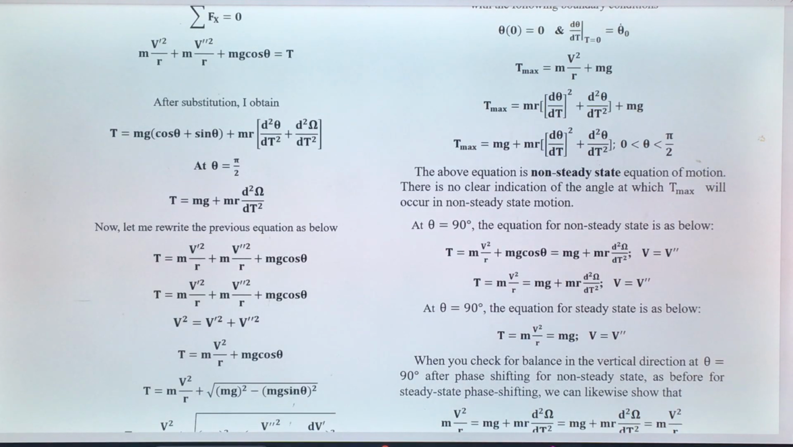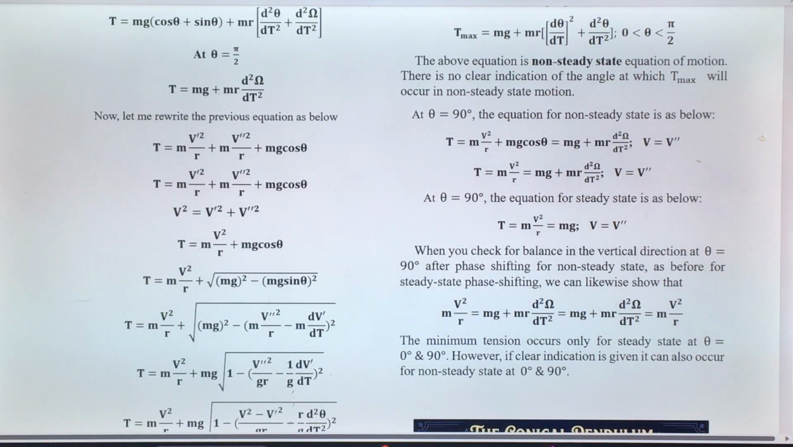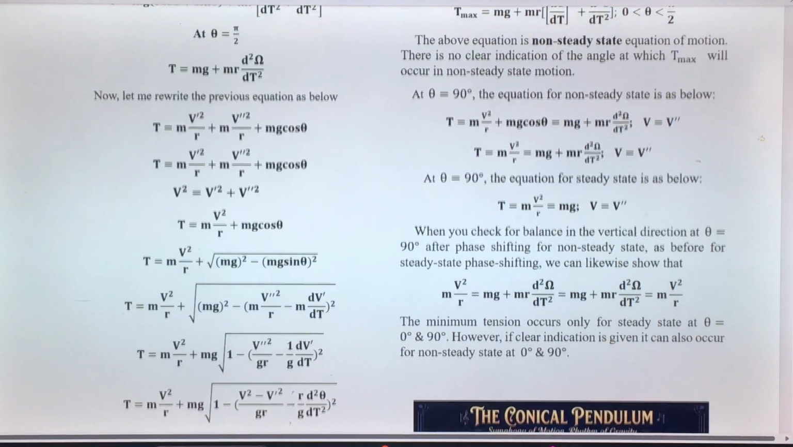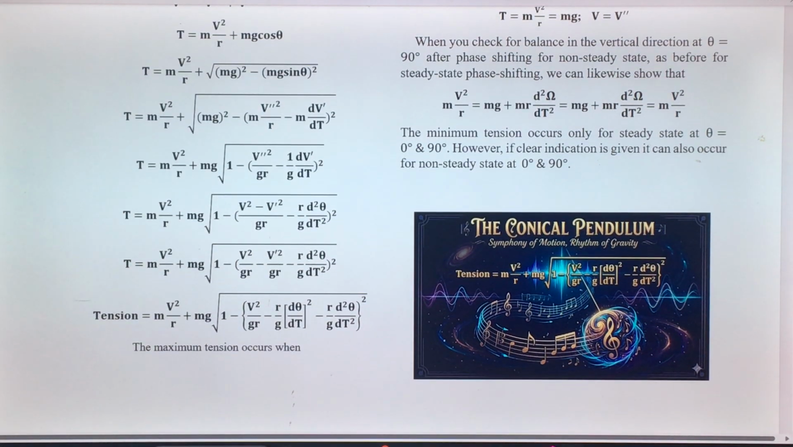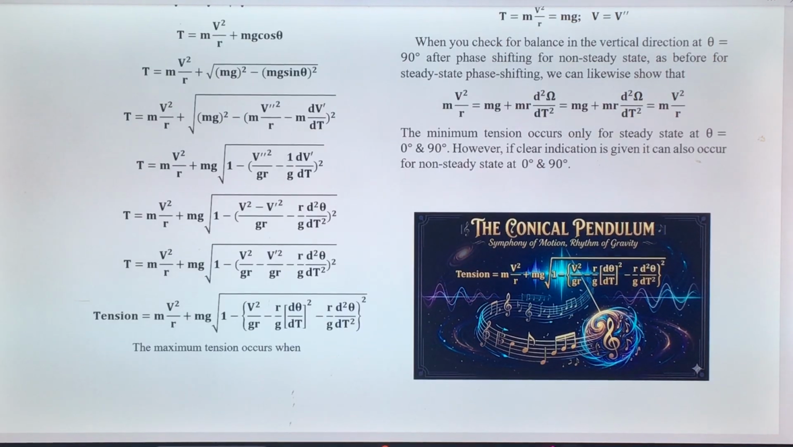Now let me rewrite the previous equation as below. Okay, so I can write it this way. We can substitute v square plus v2 prime square in it, and after some algebra we come to this equation. Tension is equal to mv square over r plus mg times 1 minus v square over gr. So this is the tension, guys, for the case theta less than 90 degrees.